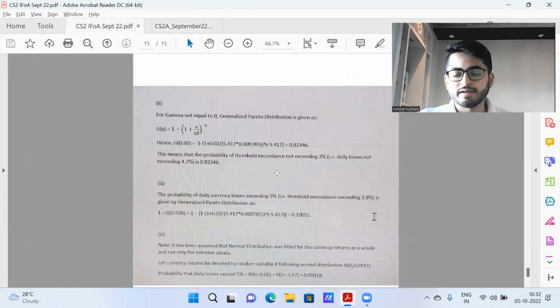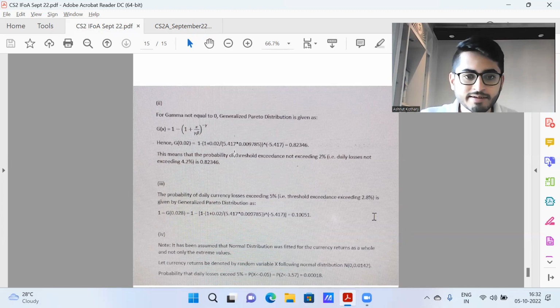So again, I've taken this directly from a student's answer script itself, not checked the calculations as such. In case you observe any sort of discrepancy, please let me know through the comment section. I'll have to perform the calculation then again. So it's 0.82346. Part 3 here, it's 2.8%. Most of it took 5% over here, and therefore we're getting a different answer.